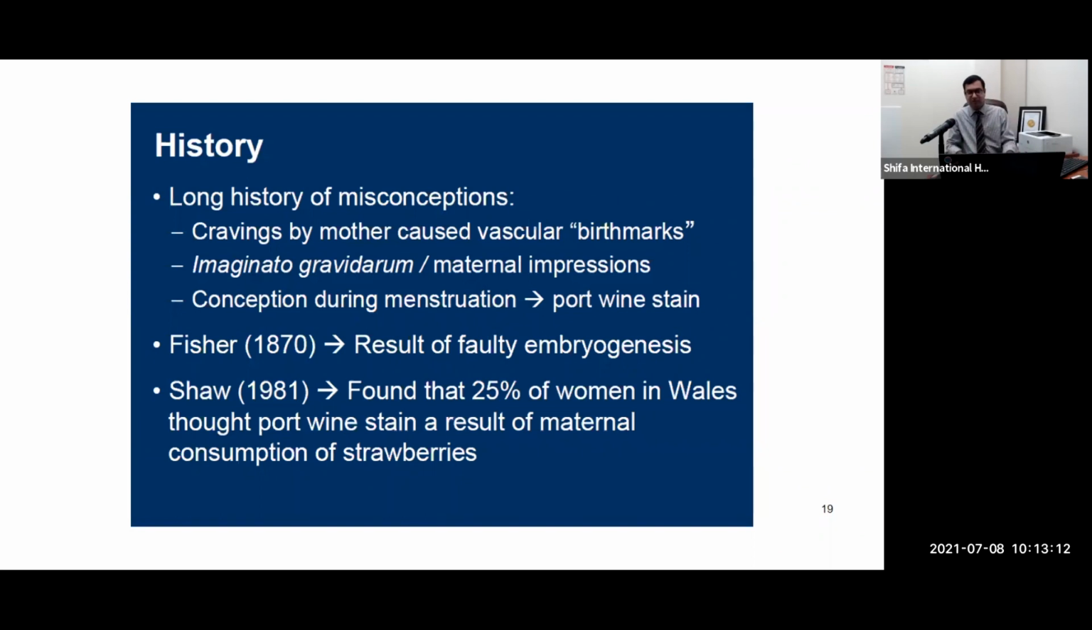So let's talk about a few points in history. Interestingly enough, there was a misconception even in Wales as late as 1980. A quarter of the women were thinking that port wine stain is because of maternal consumption of strawberries. So it is interesting to see how late our ideas have followed the scientific outcomes and scientific research.